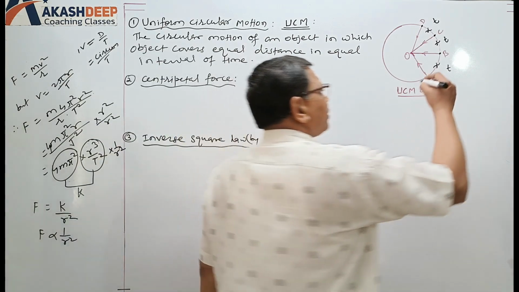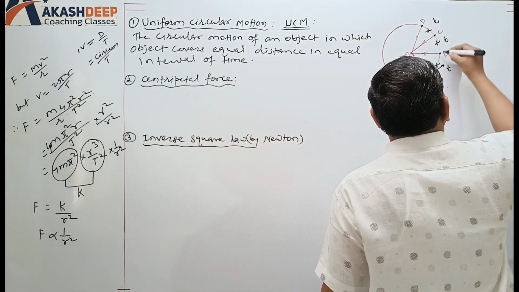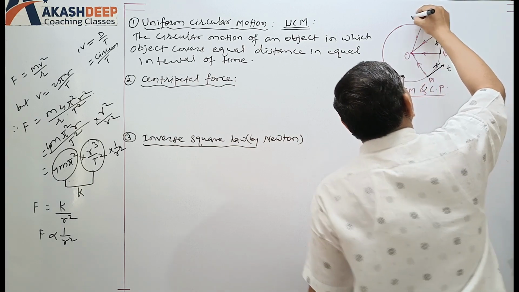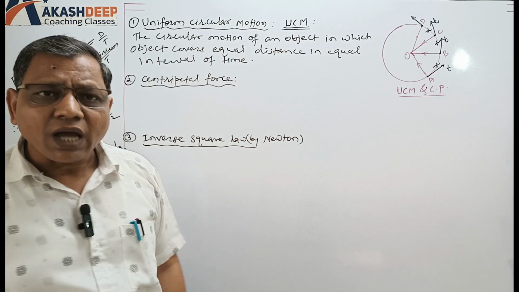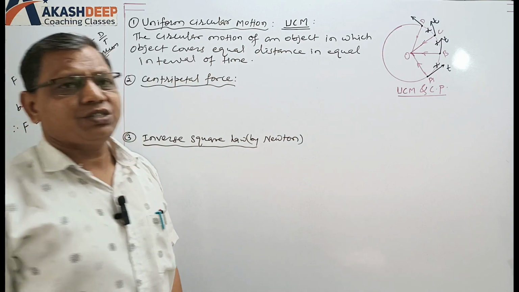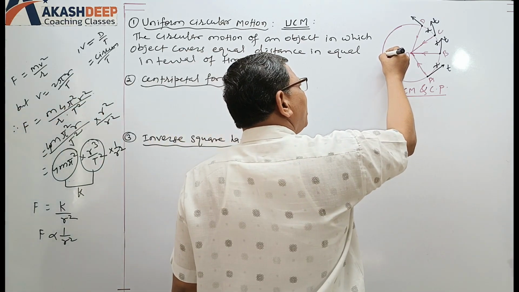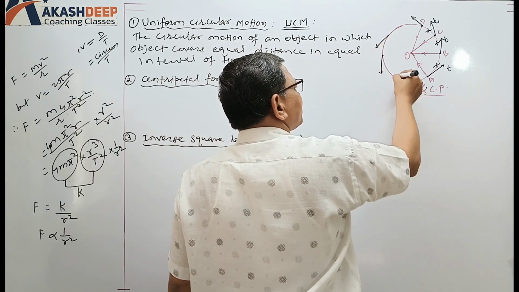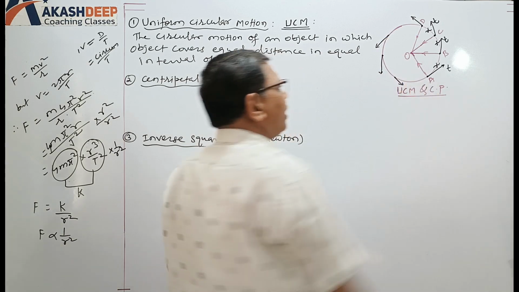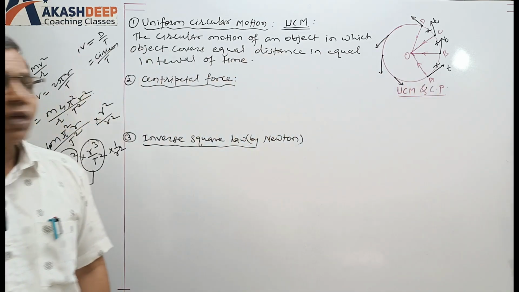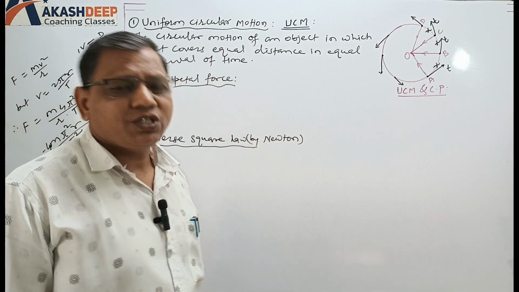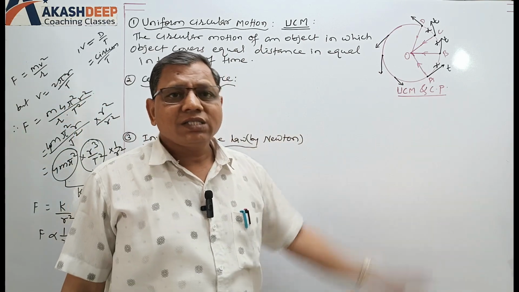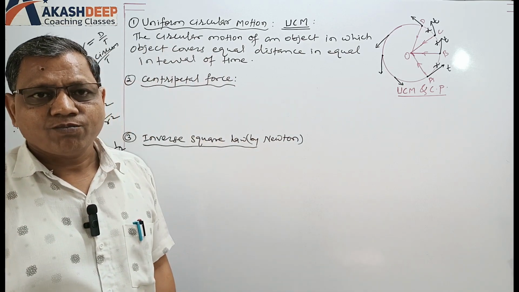At each moment, see the direction of velocity. It is tangential, but it is changing at each and every moment. Consider any position of the particle. Direction here it is changed. That means at each and every moment, the direction of particle or object is being changed. That means the particle is under acceleration.